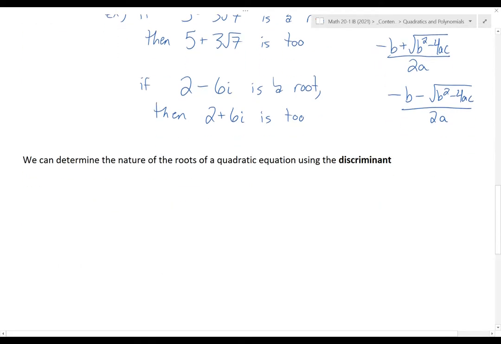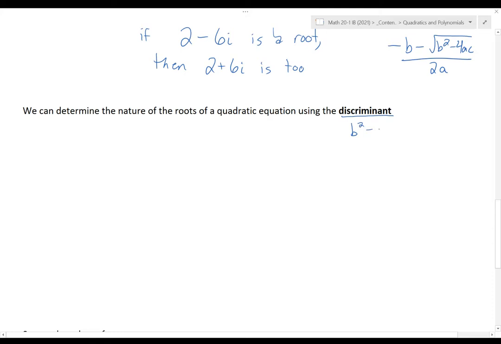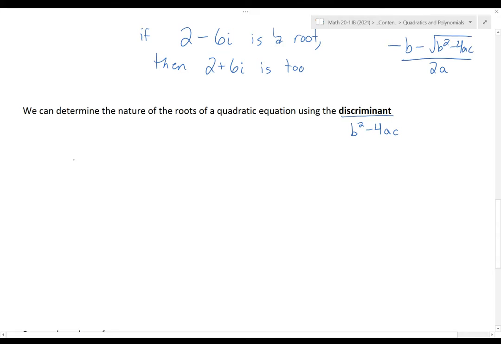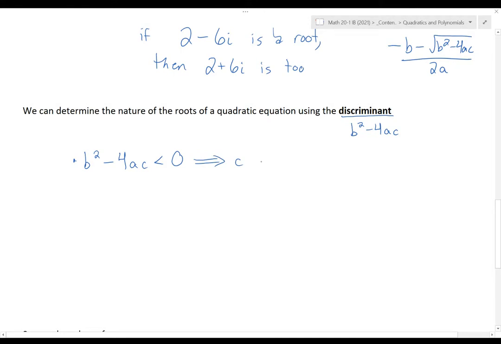And we can always determine the nature of the roots of the quadratic equation, in other words, what kind of numbers we have, by using the discriminant. So the discriminant is the part inside the square root, b squared minus 4ac. It's called the discriminant because it allows us to discriminate between the different types of roots. So for example, if b squared minus 4ac is less than 0, we have complex roots. We have imaginary numbers. If b squared minus 4ac equals 0, we have exactly one root.